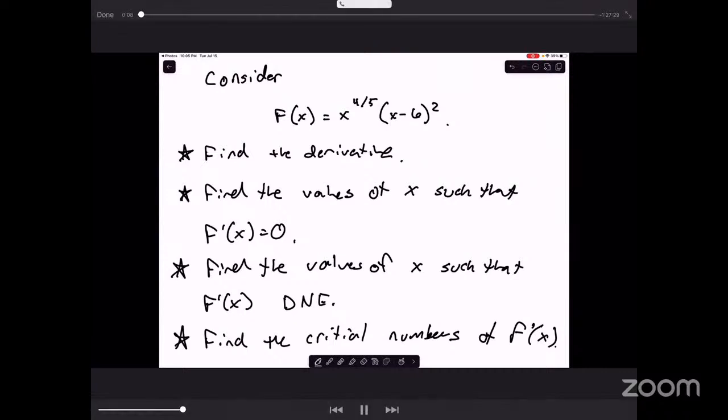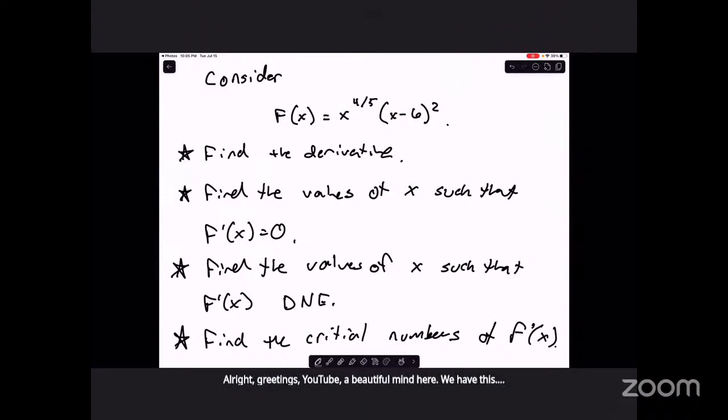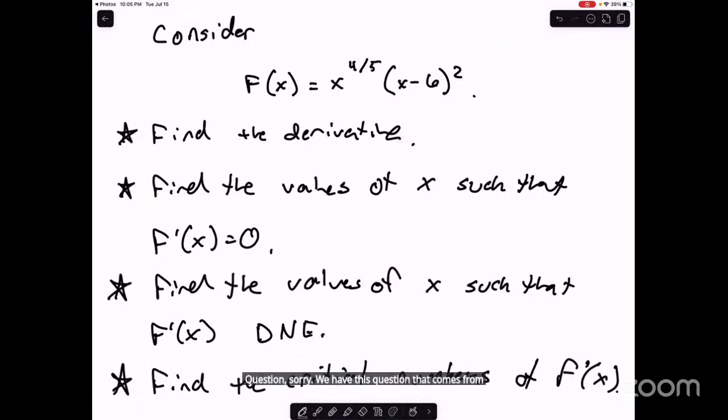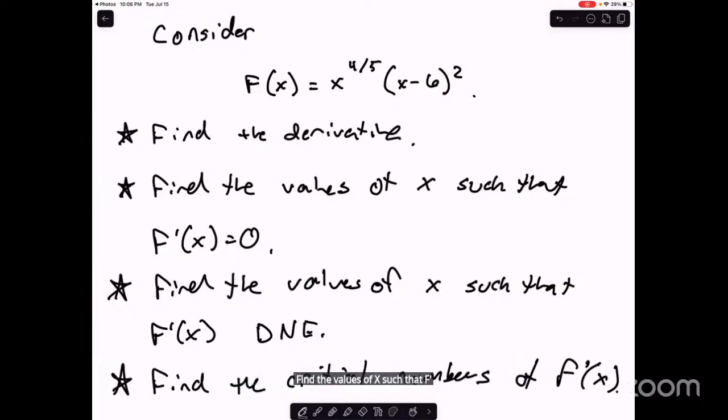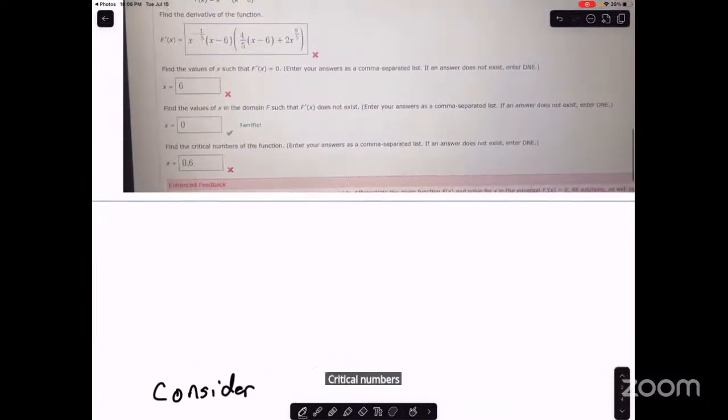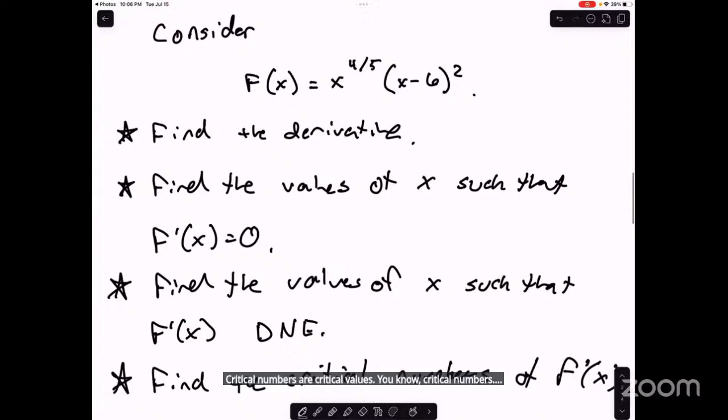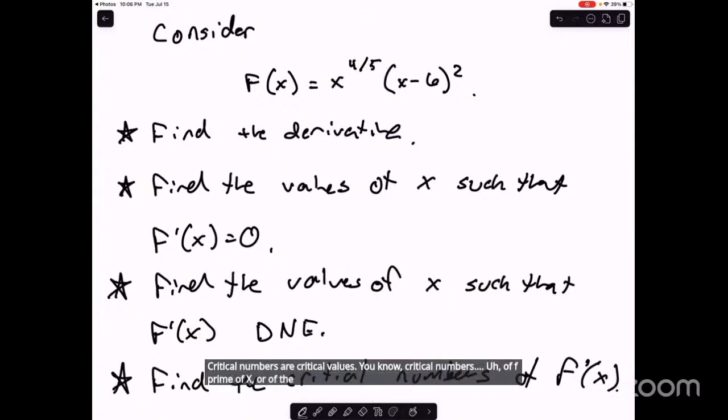All right. Greetings, YouTube. Beautiful Mind here. We have this question that comes from calculus, right? It asks us to consider this function f of x equals x to the power of 4 over 5 times x minus 6 quantity squared. We're asked to find the derivative, find the values of x such that f prime of x equals 0, find the values of x such that f prime of x does not exist, and find the critical numbers. Is that critical numbers or critical values? Yeah, critical numbers of the function.